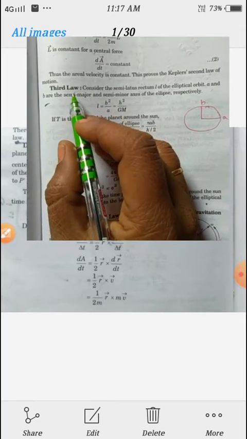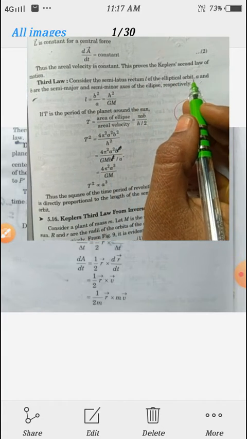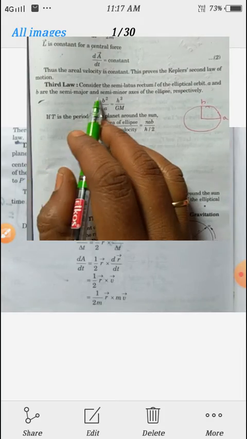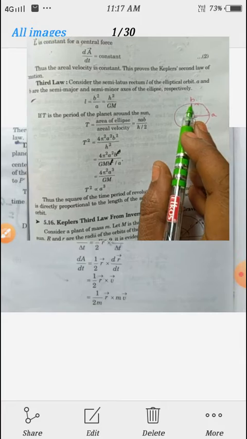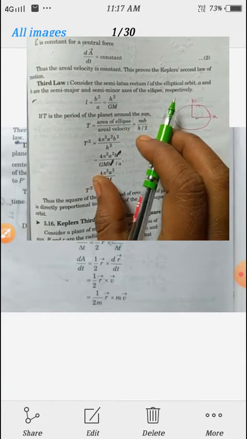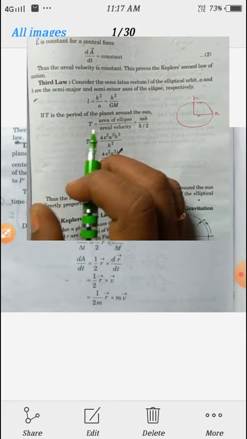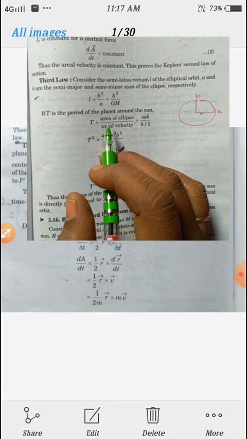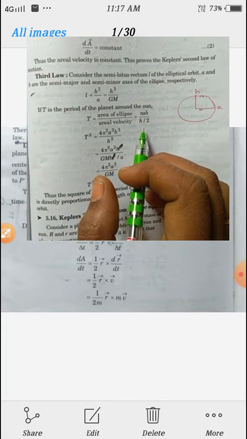Next, the third law. Consider the semi-latus rectum L of the elliptical orbit. A and B are the semi-major and semi-minor axes of the ellipse respectively. L is equal to B square by A, which is also H square by GM. If T is the period of the planet around the sun, then T is the area of the ellipse divided by the areal velocity, pi AB by H by 2.